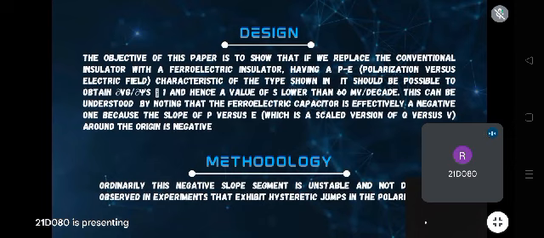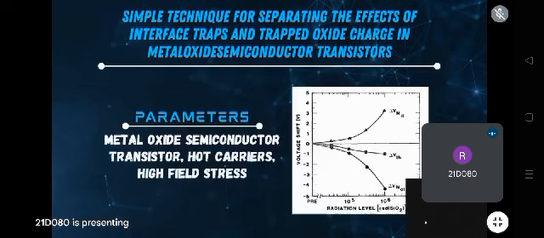Coming to the methodology, ordinarily this negative slope segment is unstable and observed in various different experiments with the hysteresis loop. As we all know, the experiment can be clearly explained with the hysteresis loop. Then next, we are going to one different paper which will be explained by my teammate Vishnupriya.